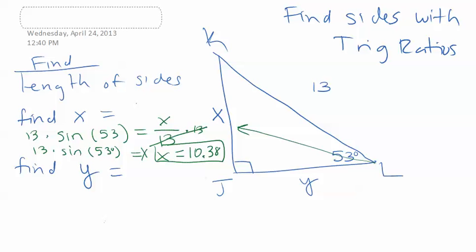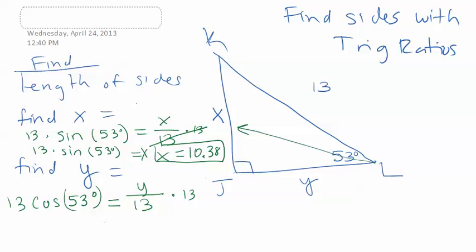Now I want to find side y. I don't even need to use side x to find side y. I can use the cosine trig ratio. The cosine of 53 degrees is the adjacent over the hypotenuse. So it's y over the hypotenuse, which is 13. Again, to solve for y, I'm going to have to multiply both sides by 13.